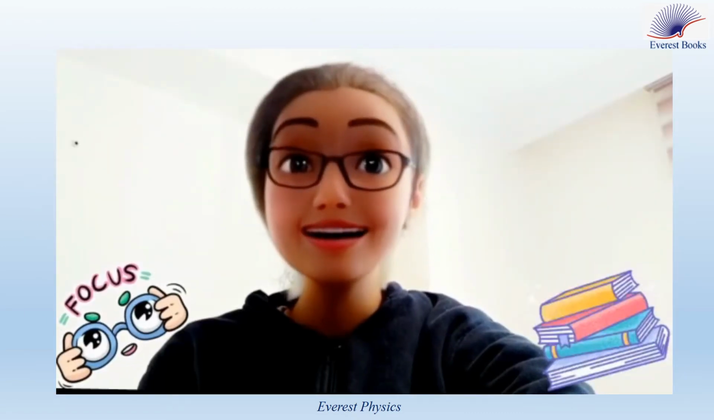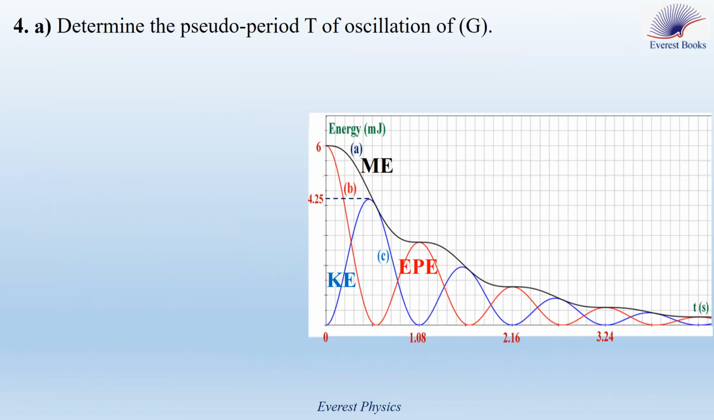Focus, please. This is important. Now, let's move to part 4a. Determine the pseudo-period T of oscillation of G. Remember that G is the center of mass of the block of the oscillator. Now, if you examine the figure, you will see that the period of the energy is equal to 1.08 seconds.